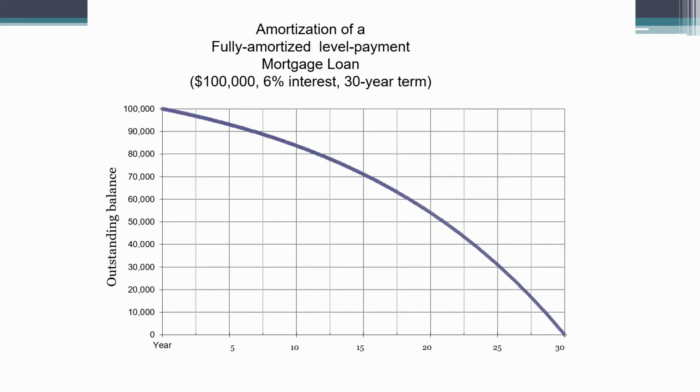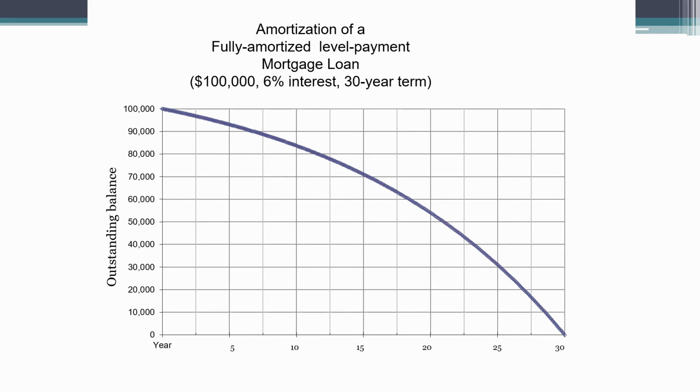If we drew a graph to show what the balance on this loan looked like over time, we'd see that it starts out at $100,000. 30 years later, it obviously has to go to zero. But you'll notice it's kind of a bulgy curve. The balance declines slower in the early years and faster in the later years.